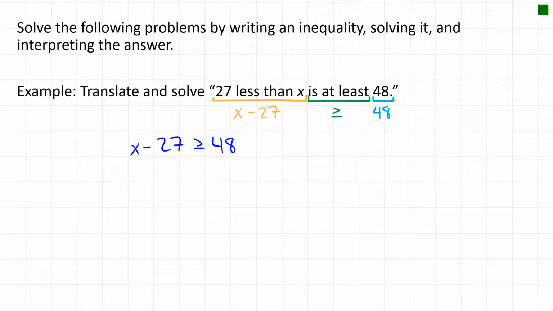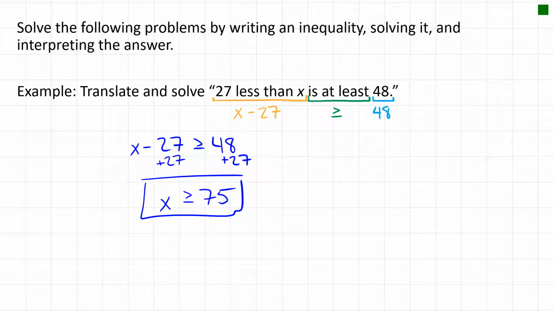And now we go about solving this, and just as we saw previously, we're going to isolate for x like we do when we solve an equation with an equal sign. So x is greater than or equal to 48 plus 27. That is 75.